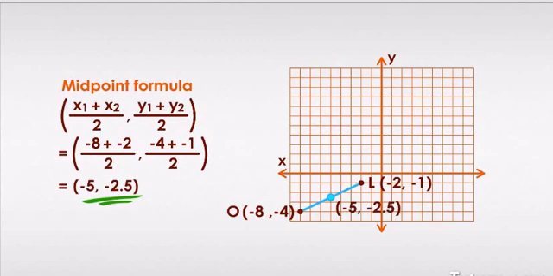Do not be discouraged when your line segment crosses from one quadrant to another. The midpoint formula still works. You do have to be careful of your x values and y values, but just plug in the numbers, divide, and you have the midpoint.